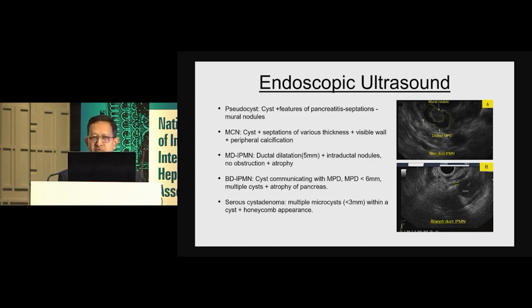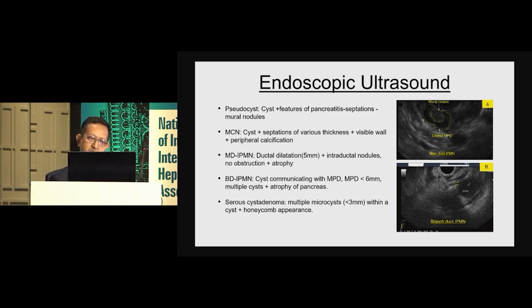So these are some of the findings in endoscopic ultrasound. In pseudocyst, there is a cyst with features of pancreatitis, but there are no septations or mural nodules. In MCN, there is a cyst with septations of various thickness and visible wall thickening, and there is peripheral calcification. In main duct IPMN, there is ductal dilatation of 5 millimeter or more with intraductal nodules, but there is no obstruction. However, there is atrophy of the pancreas.